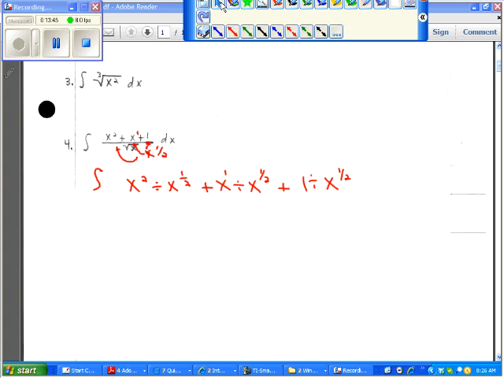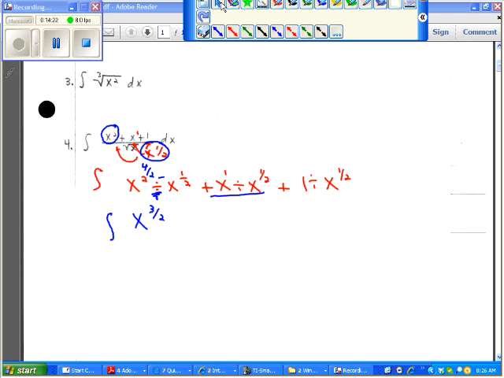Is it okay if I write it all like that? Just so we can see. I don't want us to make any mistakes in case somebody may need to rethink their exponential laws. Remember, when you divide with like bases, you subtract the exponents. So 2 is 4/2 minus 1/2 is 3/2, so that becomes x to the 3/2. So this x squared divided by x to the half turns into x to the 3/2.